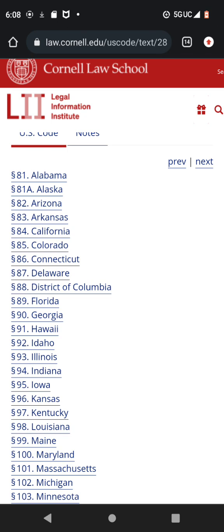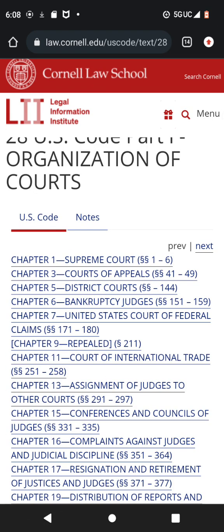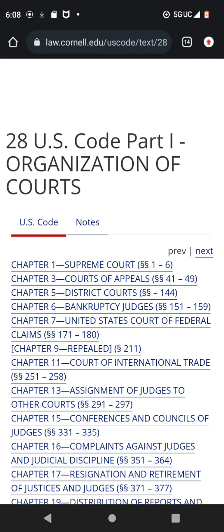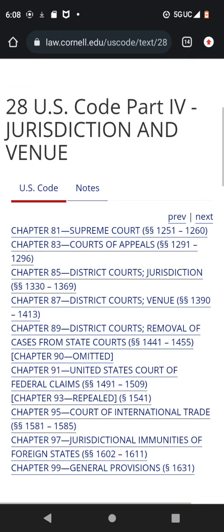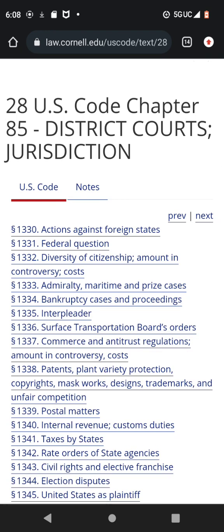Okay, so from here, I'm just going to back it up. And let's see here. So, jurisdiction and venue. I'm going to go there. And then I'm going to go to chapter 85, which is district courts' jurisdiction. And so here you see federal question and diversity of citizenship, amount in controversy and costs.